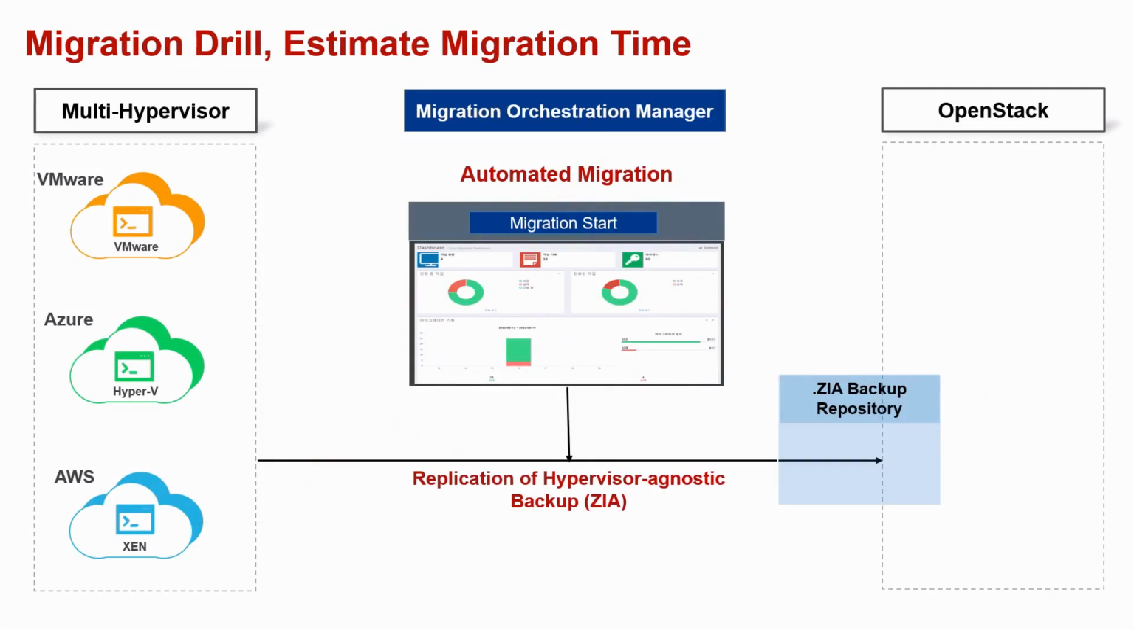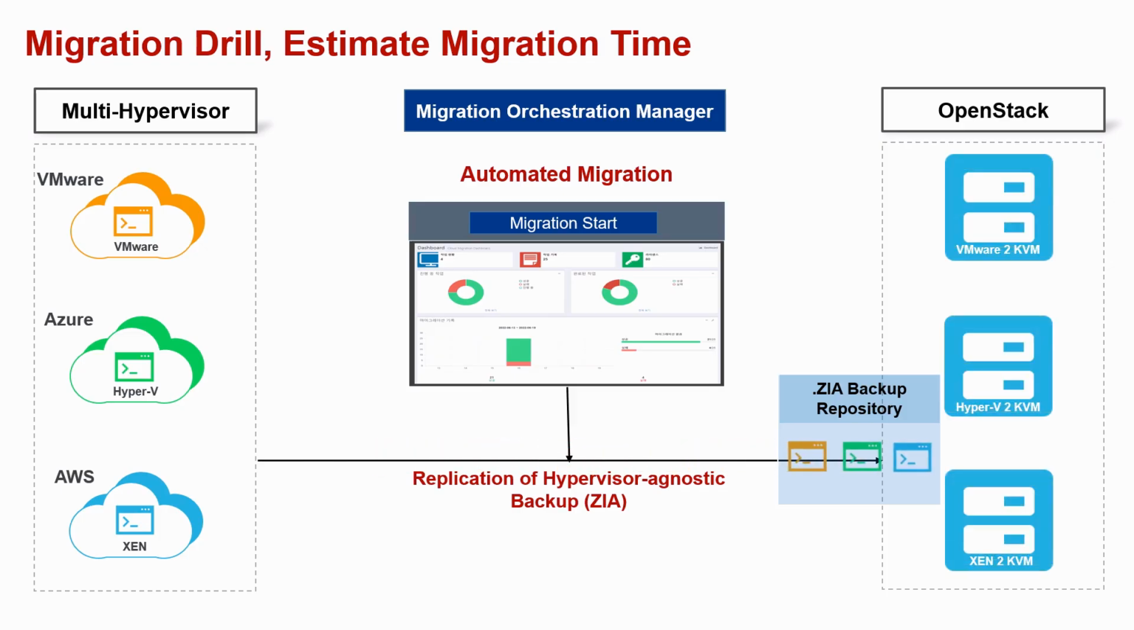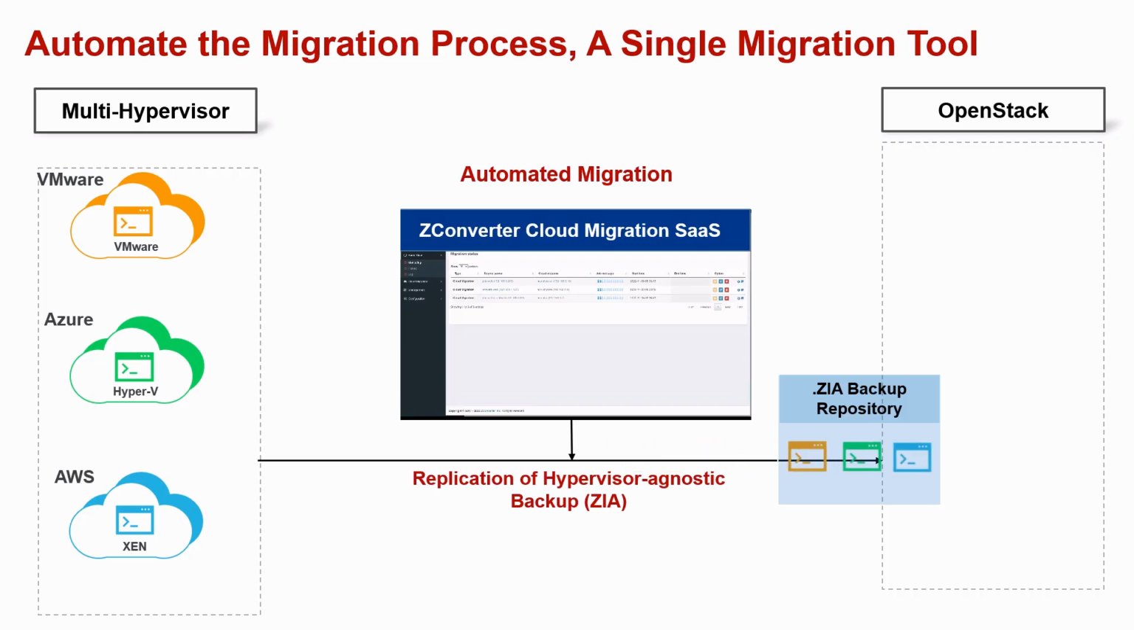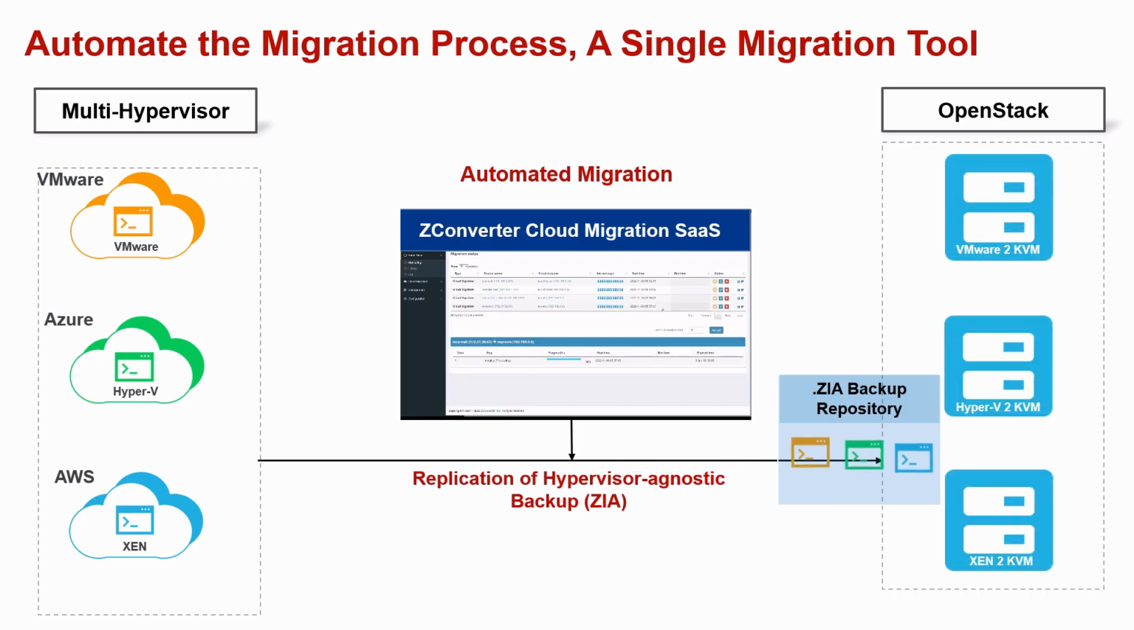Assuming VMware on the left is a production environment and OpenStack on the right is a cloud DR environment. For DR services, the first step is to create a ZIA backup format, and the second step is to recover the ZIA to OpenStack. Once this recovery process is completed, the services on the left side and the right side are identical. By leveraging the migration drill, organizations can automate the migration process using OpenTofu or a Terraform script, as demonstrated in this slide.